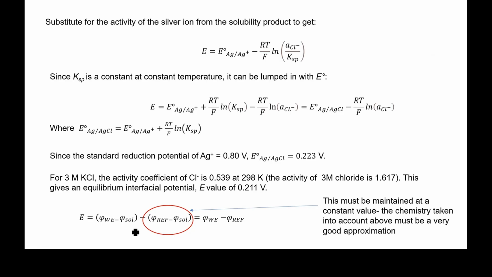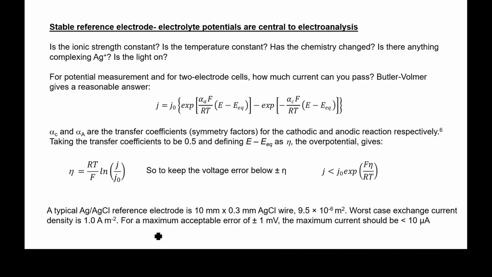I won't go through all of these now, but the equation I want you to pay attention to is at the bottom here. We need to fix this circled quantity, the potential between the reference electrode Fermi level and the solution potential. This must be maintained at a constant value, and we need to take the chemistry into account. The chemistry described above, that gives us our Nernst equation with all our activity coefficients and so on, needs to be a complete description, or at least a very good approximation, of what's happening in our tests. So, things to think about with your reference electrode.